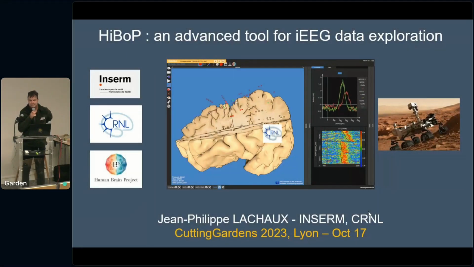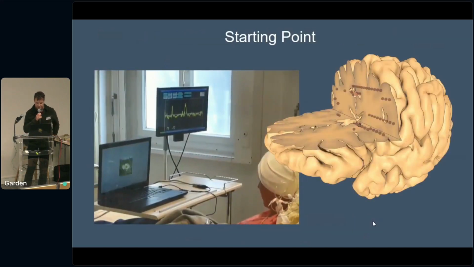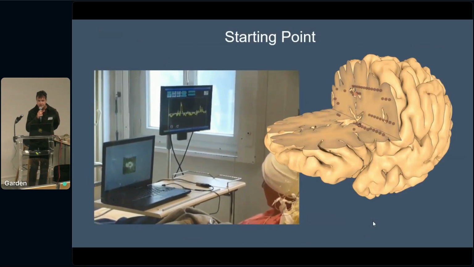I will tell you about software. It's called EBOP, which is designed to visualize intracranial EEG data, and which was a deliverable of the Human Brain Project. So it's been developed over 9 years, 10 years. But also I will take this occasion to explain to you the motivation for this software first, which I think is important. And just to start, because maybe some of you are not familiar with intracranial EEG.